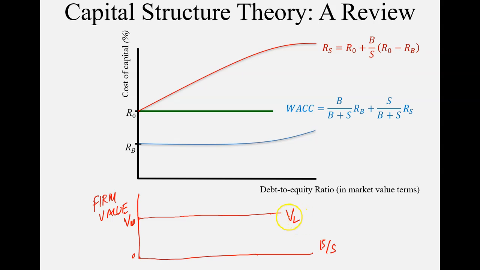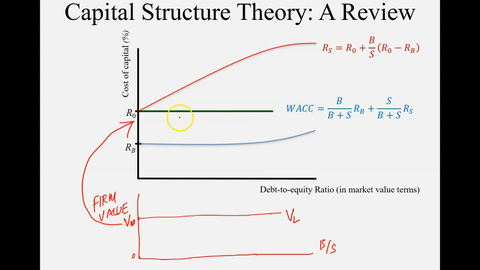Modigliani-Miller proposition number 1 is this. Value of the levered firm is the same as the value of the unlevered firm. What I want you to appreciate is saying this is the same as saying this. They're two sides of the same coin, right? Saying that capital structure does not change WACC is the same thing as saying capital structure does not influence value. Capital structure does not influence value is the same thing as saying capital structure does not change WACC. They're both two sides of the same coin.